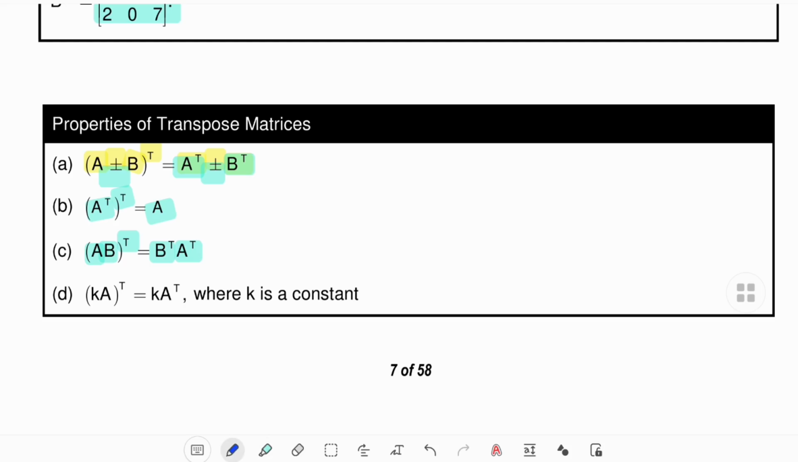And lastly, we have this constant K multiplied with a matrix A, and then later on you transpose. It equals transposing the matrix A first, and later on you multiply with K. It will give you the same matrix, the same answer.